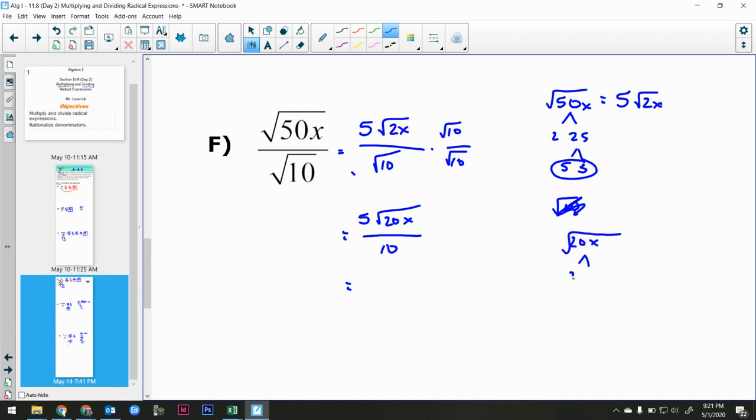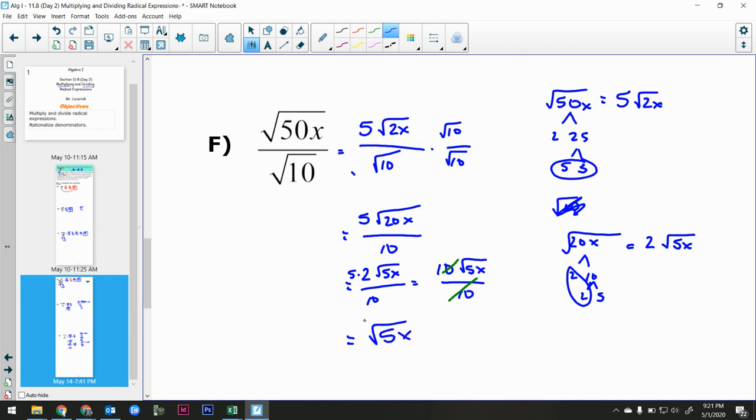That gives me a 2 and a 10 and a 2 and a 5. So buddies with the 2. 2 radical 5x. Well, I had that 5. Don't forget about the 5. 5 times 2 radical 5x over 10. And now that gives me a 10 radical 5x over 10. And look what reduces. The 10s reduce. So leaving me with just a radical 5x in the end.